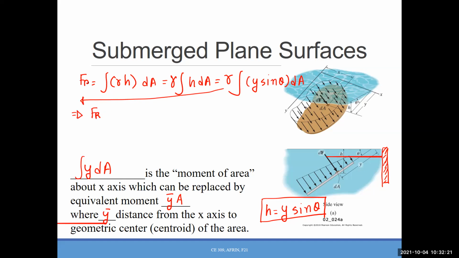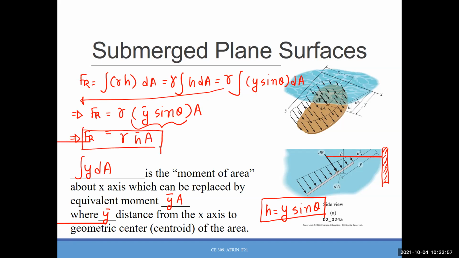If R equals gamma y bar sine theta A. And since y sine theta equals h, instead of that, can I write down this way? Gamma h bar A. Can I write down that way?